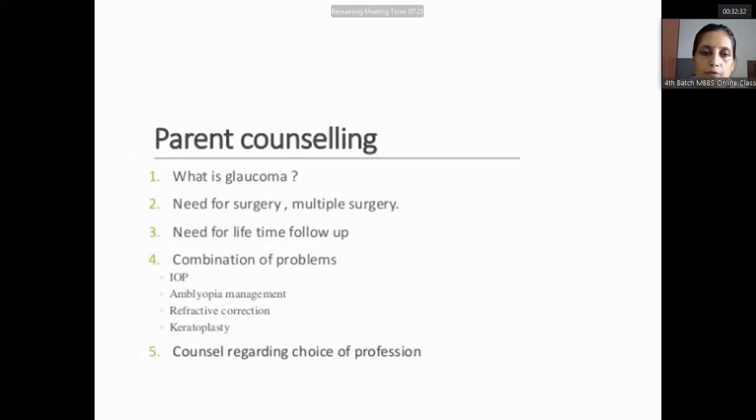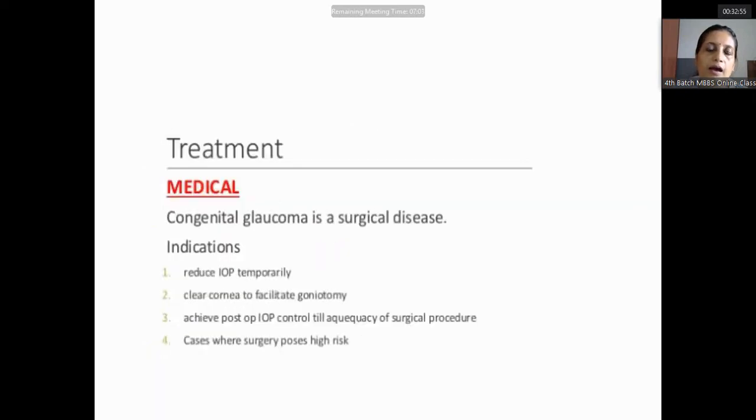Combinations of problems like IOP can be high, amblyopia management, refractive correction, keratoplasty, and counsel regarding the choice of professions for the child also. So these are very, very important. Under this topic, you have to counsel the parents. This is very important, a sensitive part of the treatment. And the medical treatment with the different drugs. The anti-glaucoma medications I will take in the last of the class after completing glaucoma as a whole.